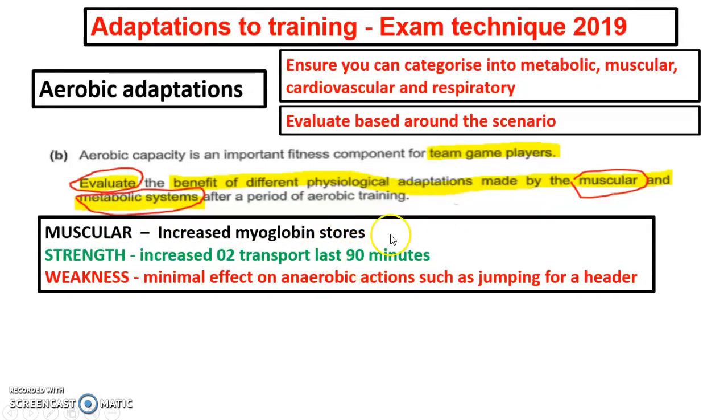which means a games player, if you were using football as an example, could last for 90 minutes. The weakness of it is, the only way I can think of going about this, that there's a minimal effect on anaerobic actions such as jumping for a header, so it's not going to improve anaerobic performance.